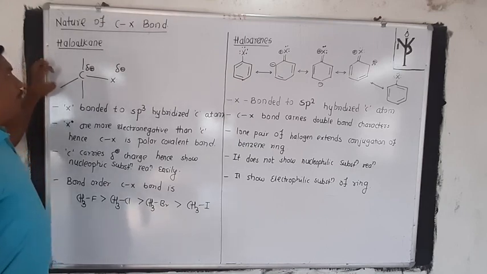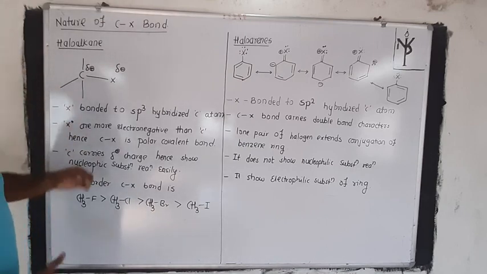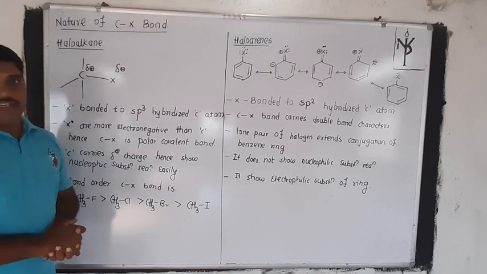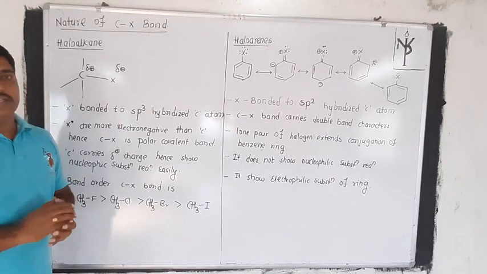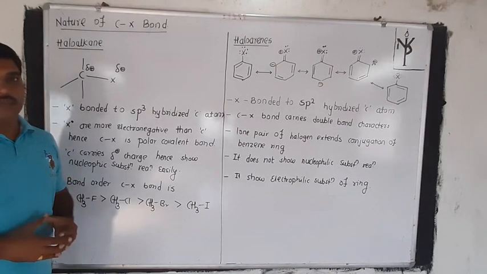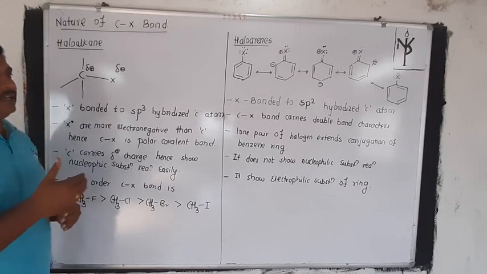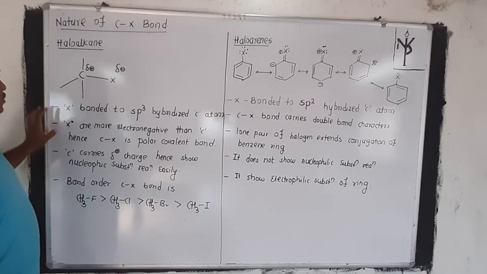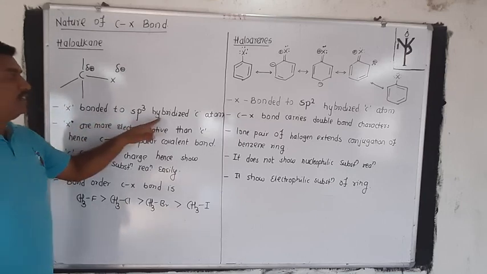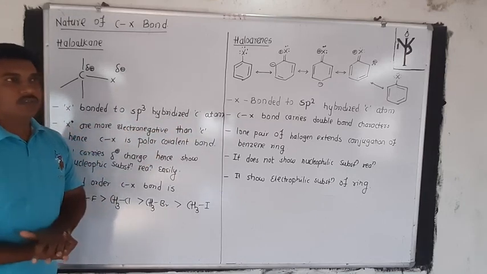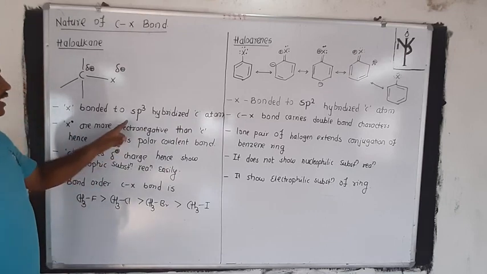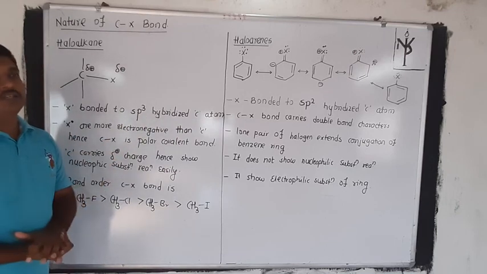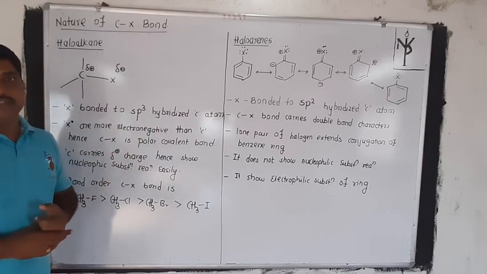In alkane, the carbon atom is sp3 hybridized. All covalent bonds of carbon are single covalent bonds, tetrahedral in shape. Halogen is bonded to an sp3 hybridized carbon atom. This concept, sp3 hybridization, is studied in the 11th standard topic, chemical bonding.